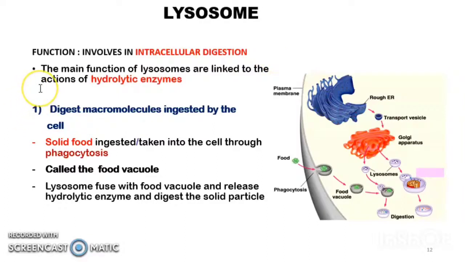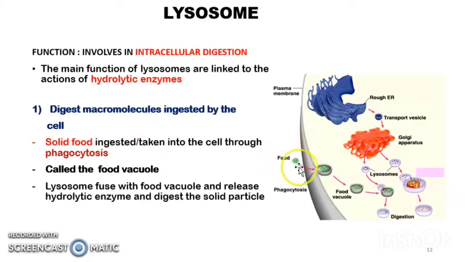Okay, so actually the function of the lysosome, we can specify it into three functions. The first one we call as digest macromolecule ingested by the cell. So how will macromolecule be digested? It is by the process that we call as phagocytosis. If you look at the definition here, solid food is ingested or taken into the cell through phagocytosis.